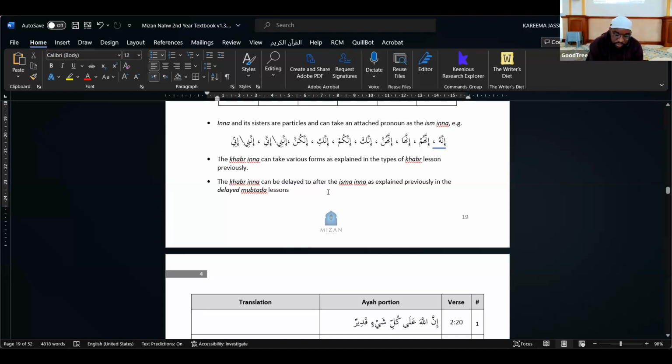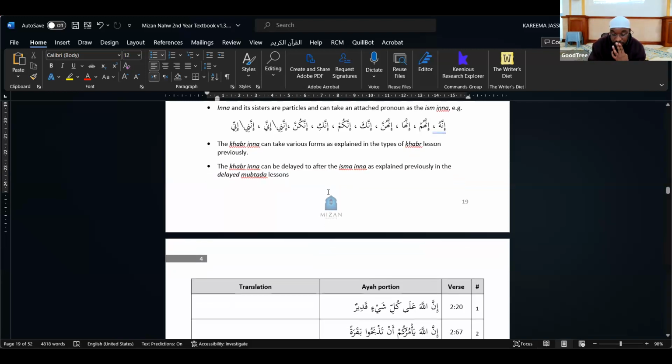Next point, last point. The khabar of inna can be delayed to after the ism of inna, as explained previously in the delayed mubtada lessons. I don't understand this point. Yes, it must be the ism of inna. Must be the ism of inna. It's a typo.